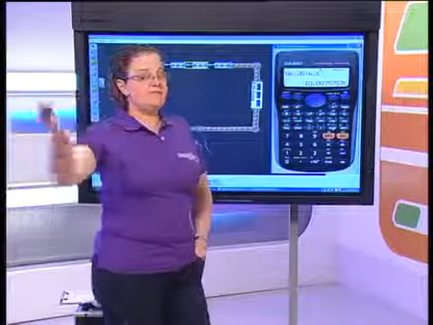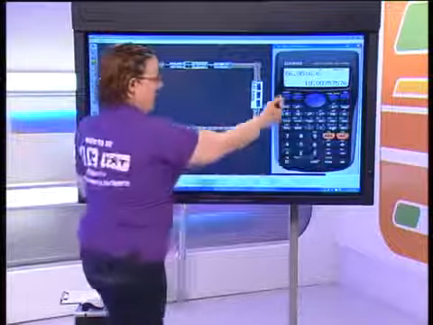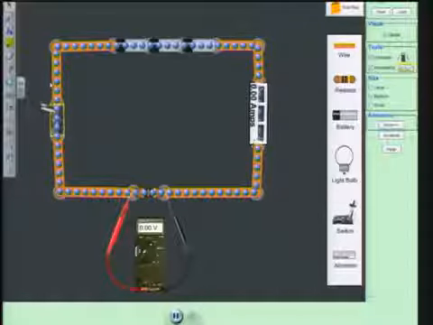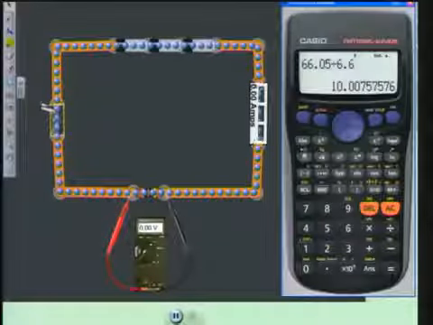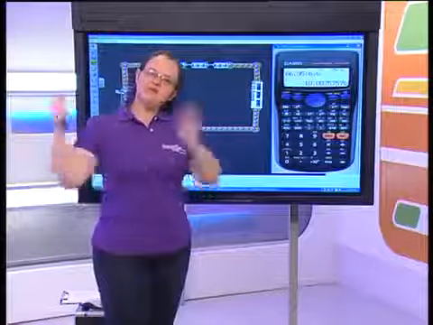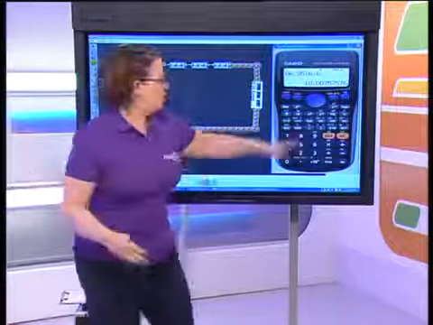If I was doing this for a practical investigation, and now I'm needing to record results, and I would be saying, find the value of V over I, I would need to record that V over I. Let's just switch that off. I would need to record that V over I as 10.01. Please don't record it as 10. You have to go to 2 decimal places. So you have to round off.